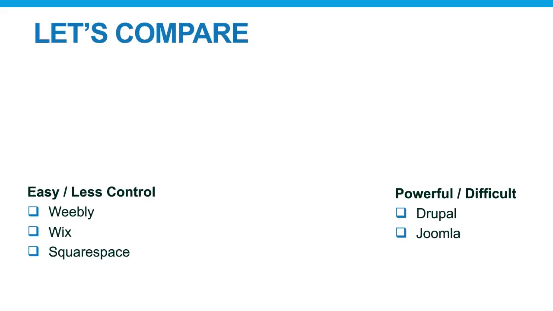But on the left-hand side of the screen here, we have the easy but less control, less features side of the building. And that is Weebly, Wix, and Squarespace, and those sort of things. Very easy to get set up, very easy to make a pretty good-looking website, to be totally honest with you. But you don't get as much functionality. Or if you want more functionality, you have to do all these add-ons.